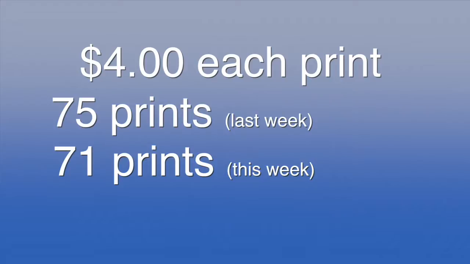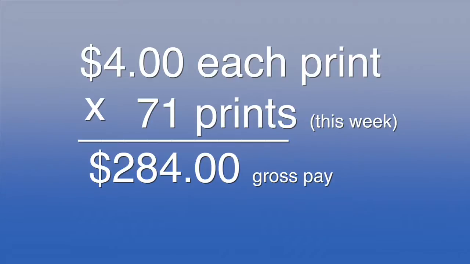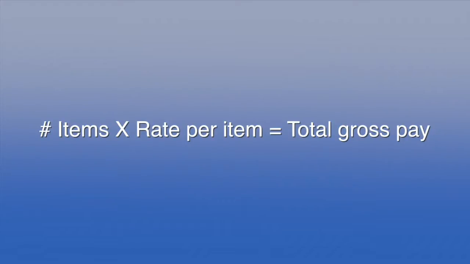Well, let's see. $4 times 75 for last week means he got $300. This week he made 71 at $4, and so he made $284. So that's how you calculate his piecework for 2 weeks. The number of items times the rate per item, and you get the total.